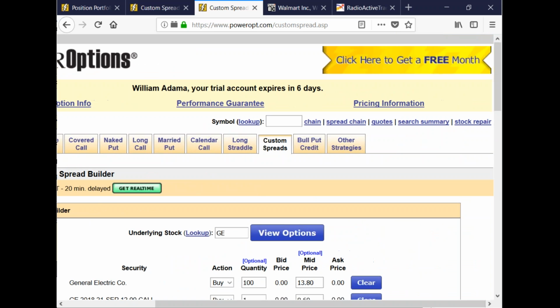Okay. Now, speaking of what we call signature tools, stock repair tool is one of them.